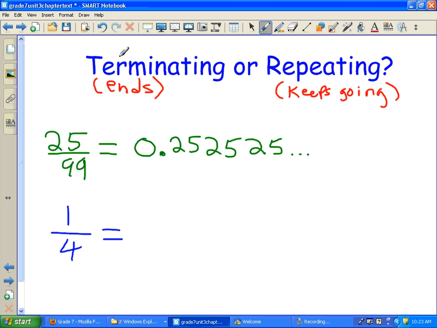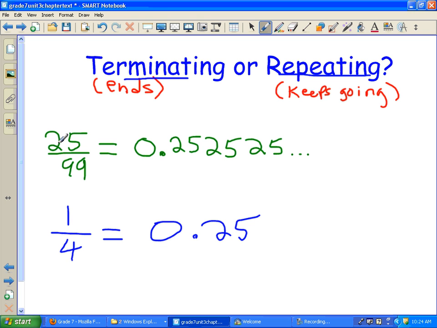Now, there's two types of decimals. There's a terminating decimal or a repeating decimal. A terminating decimal, like 1 divided by 4, as we just found out was 0.25, it ends. There's no more to do. There's no remainder. It's not going on and on.